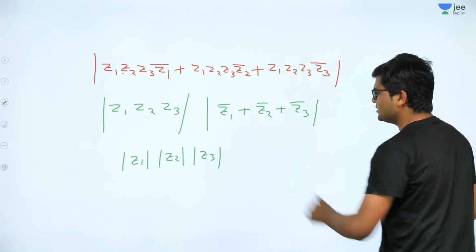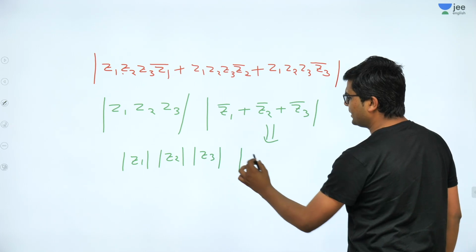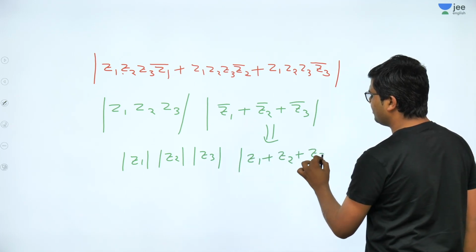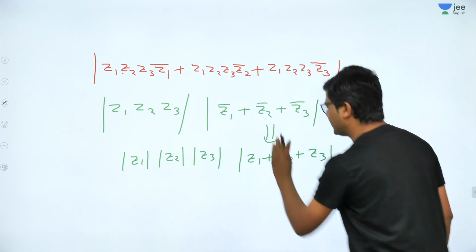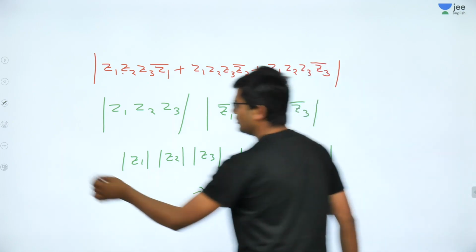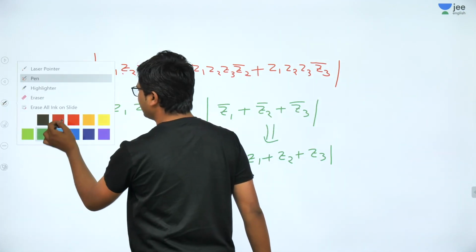And in complex numbers, we have a property where the modulus of a conjugate is equal to the modulus of the complex number. So this modulus can be written as this one. Now just put the values, you will get the answer. The values of mod Z1, mod Z2, mod Z3 are 2, 3 and 4.